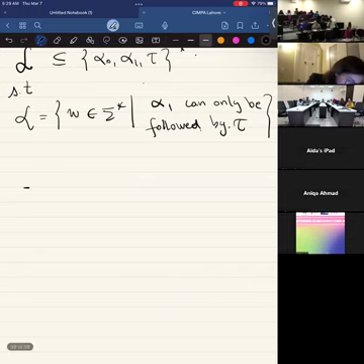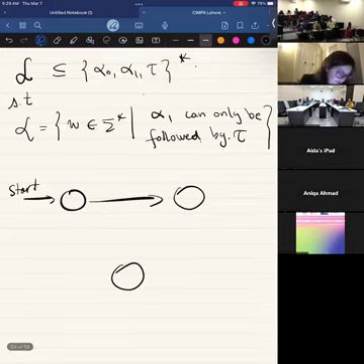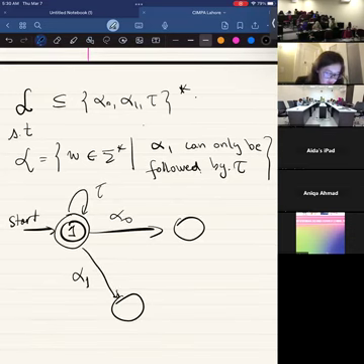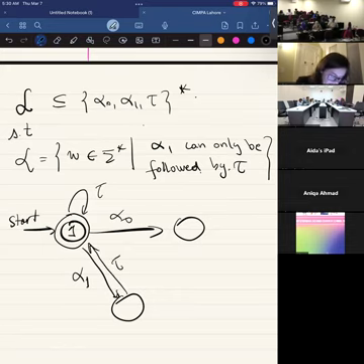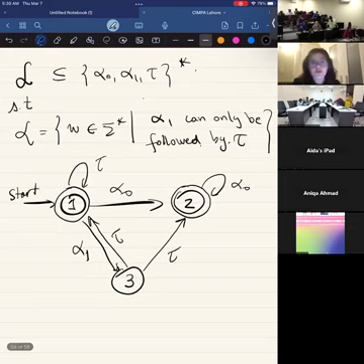And we can also draw something now. It's going to be start, and we said we start everywhere, we can accept also the empty word, and then we can read anything at the beginning, so we can read alpha zero, or we can read tau, or we can read alpha one, but the only problem is that whenever we read alpha one, we don't stop, because we need to follow it by a tau. So we can follow it by a tau here, or by tau here. But alpha zero can be followed by alpha zero, and we can even stop here. So this is the automaton that reads it.